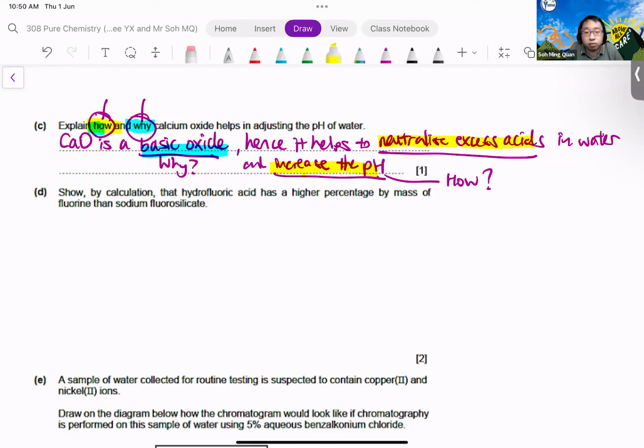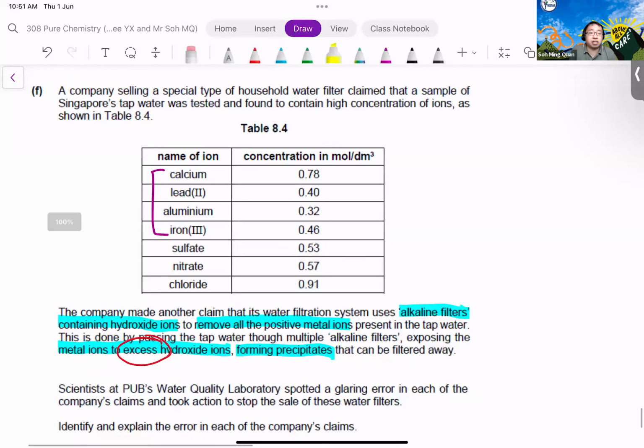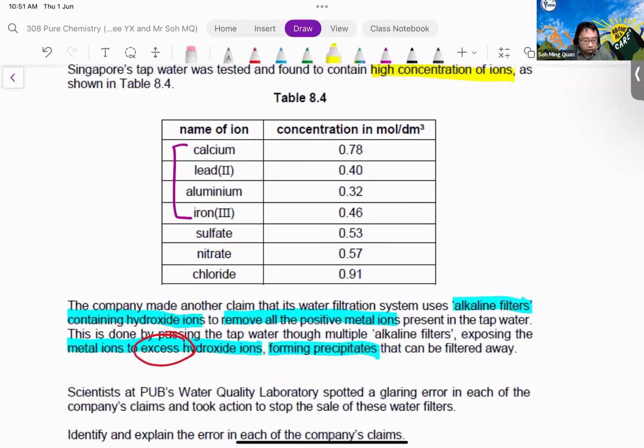And that nicely brings us to the very last part. Now, part F may look very intimidating as well, but actually it's not so intimidating. So first, you read: a company selling a special type of household water filter claimed that a sample of Singapore's tap water was tested and found to contain a high concentration of ions, and these are the ions: calcium, lead-2, aluminium, and so on. The company made another claim that its water filtration system uses alkaline filters, containing hydroxide ions, to remove all positive metal ions.